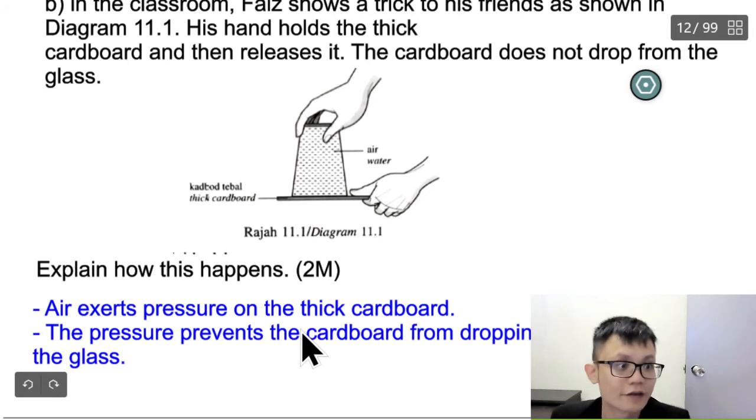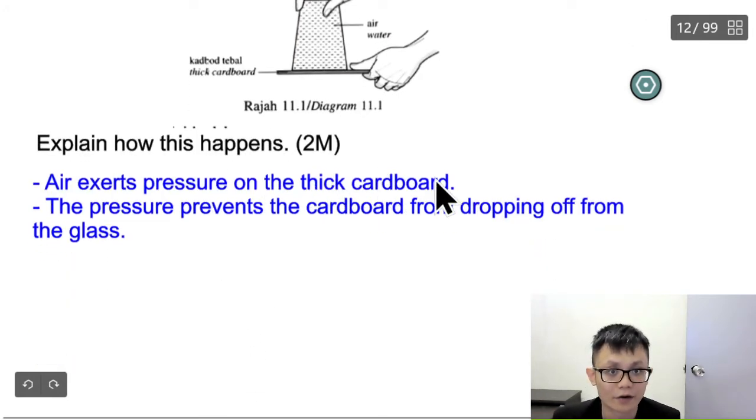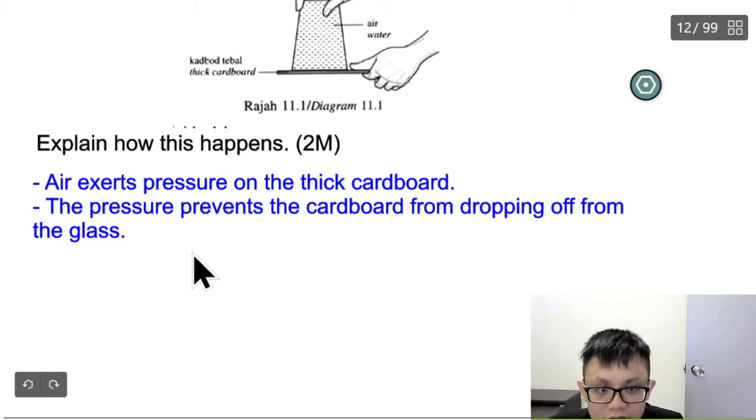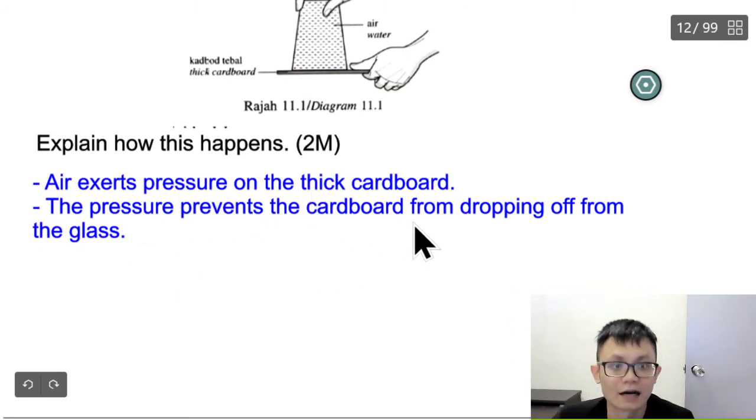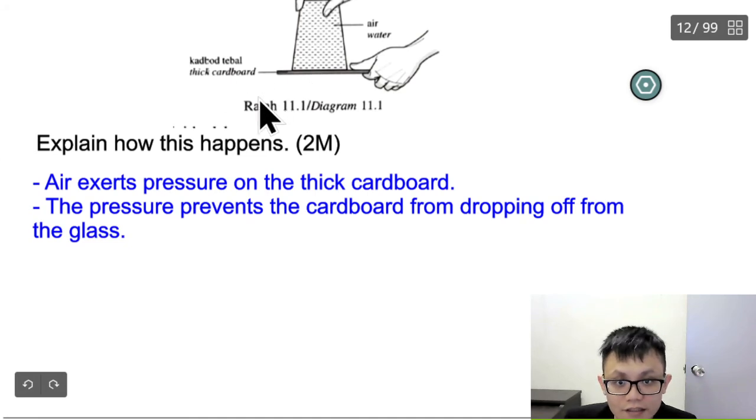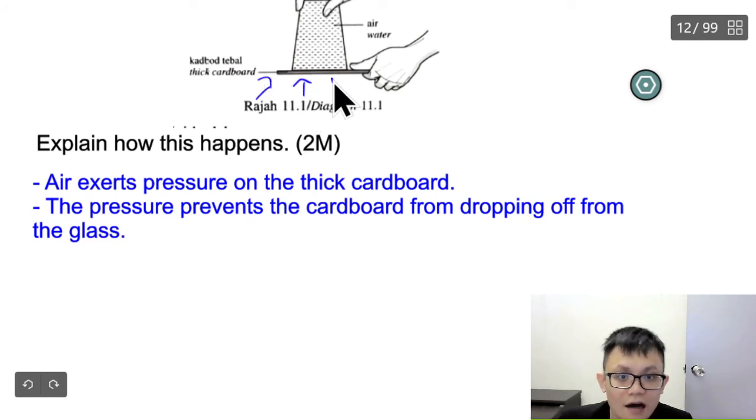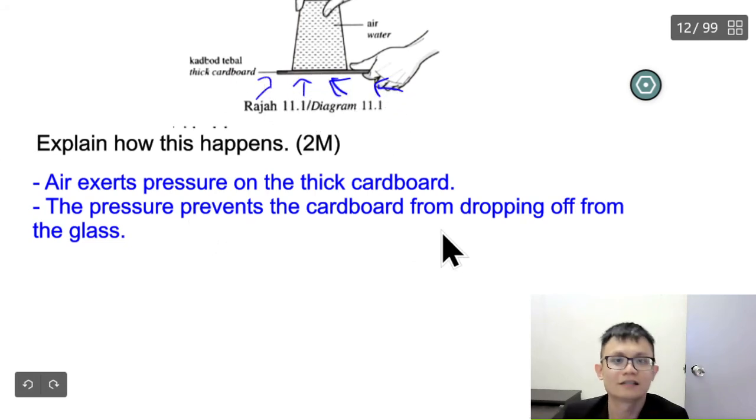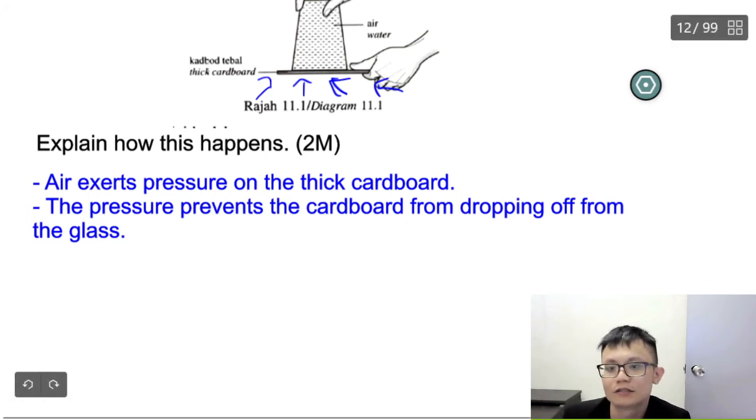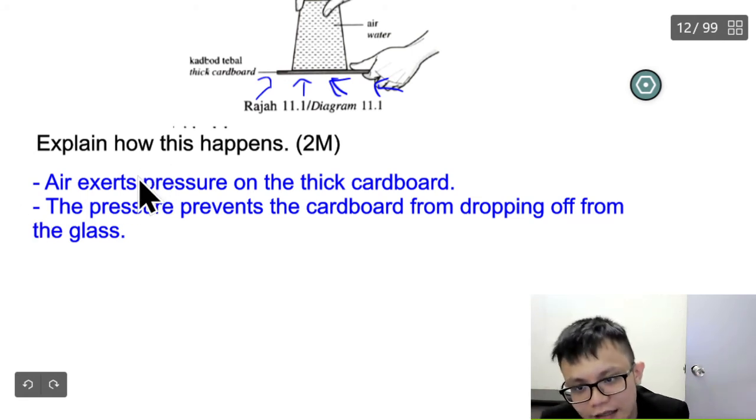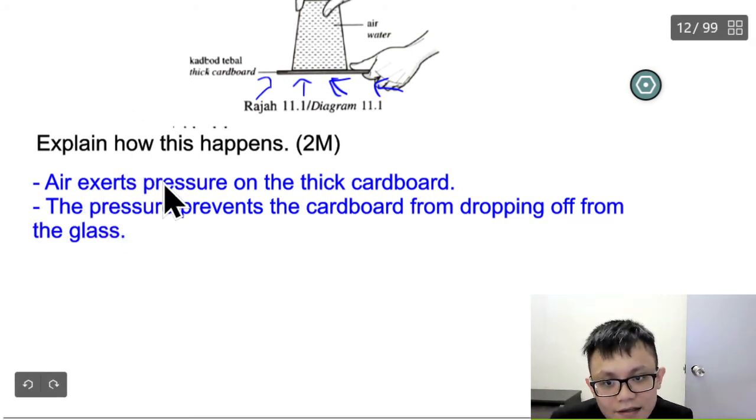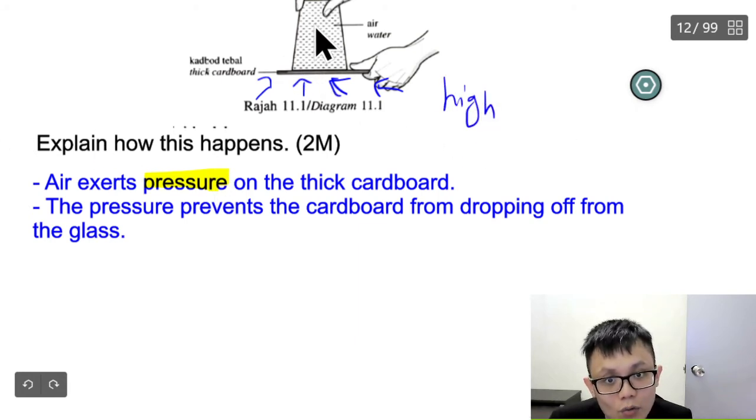Okay, so for this one you just say the air exerts pressure on the thick cardboard, so the pressure prevents the cardboard from dropping off. So I just draw the pressure. Of course, you no need to memorize this word. Please do not memorize the whole sentence. You must remember the keywords: air pressure, and another keyword, here high, here low.